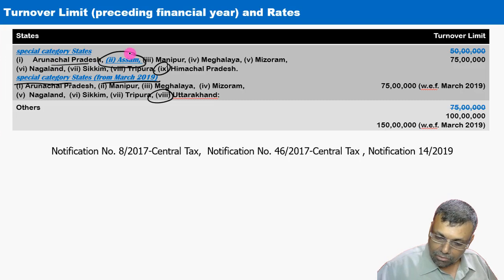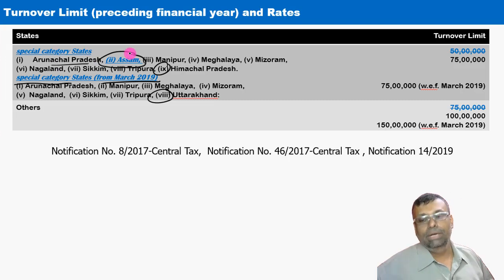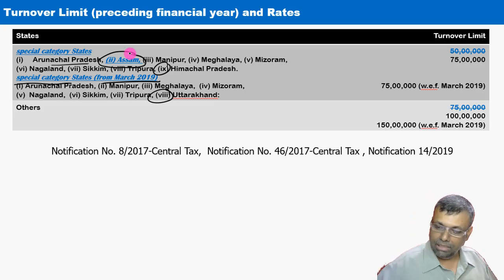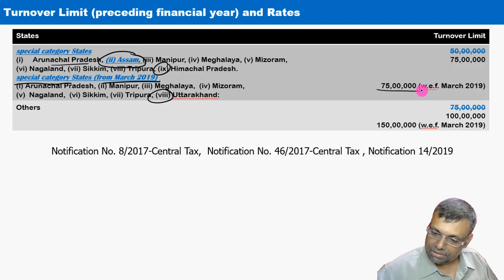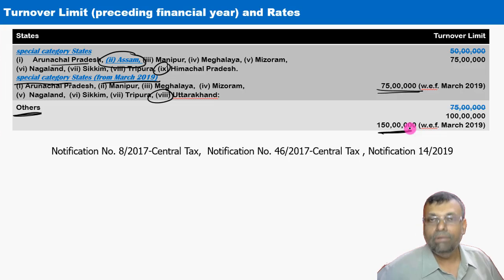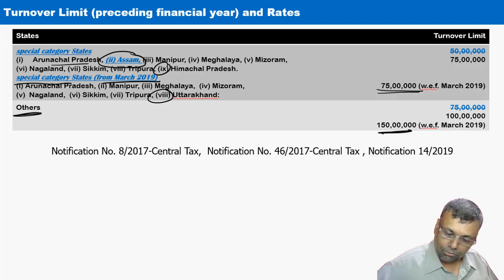And this particular state of Assam, which I have already highlighted, is now no longer in the special category treatment for composition purposes. I repeat, for composition purposes. Therefore this limit of 75 lakhs is something we have to keep in our back memory. And for all other states, it's going to be 1 crore 50 lakhs of rupees as per that particular notification, which I already explained to you. That was one of the points.